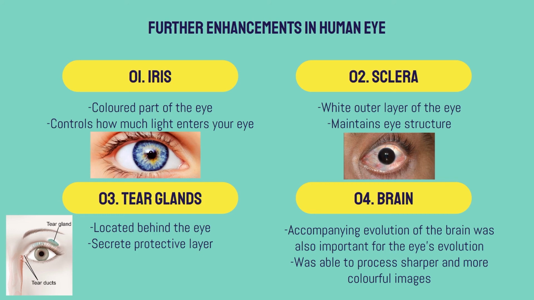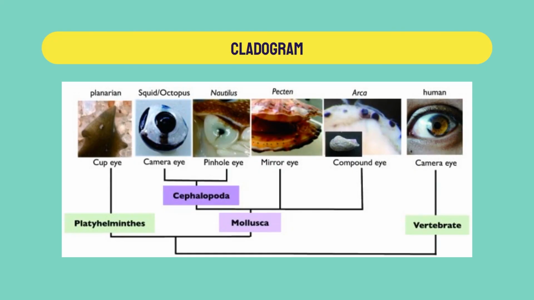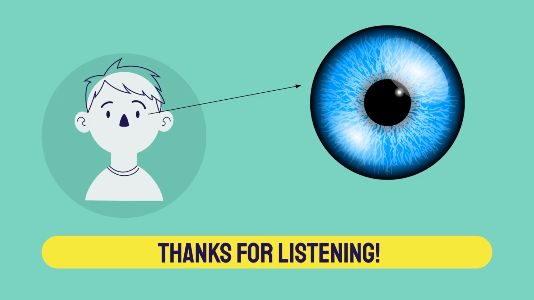The coevolution of the brain was also a significant part in the evolution of the eye as well, since the visual cortex was able to process sharper images. This cladogram is a great summary and overview of my presentation and captures how a simple eye evolved into a camera-style human eye. Thank you for listening to my presentation.